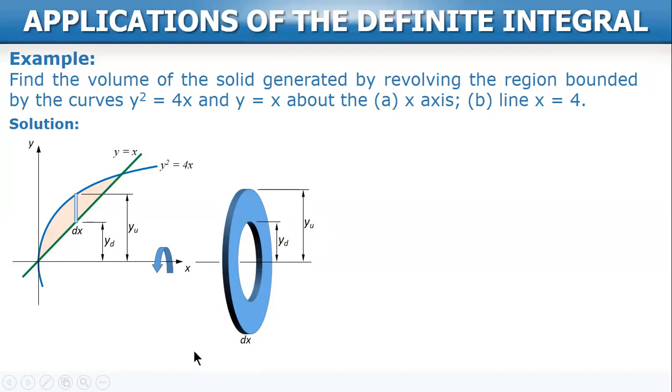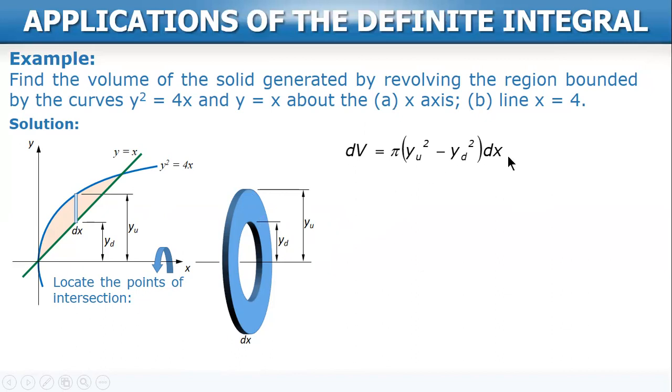So our differential volume is this: pi times y up squared minus y down squared dx. So we integrate. We'll replace y by x since it's dx. Our y up is the parabola, blue, so we solve for y. And then y down is the green straight line.